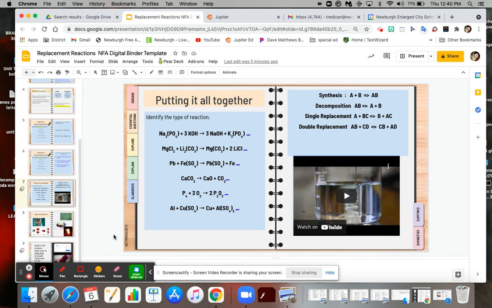Okay. Hopefully this helps. We're going to keep working on identifying all 4 kinds of reactions. These are the 4 we're going to focus on. And then our test is Friday. That's all for now.